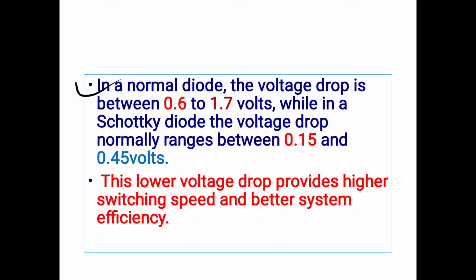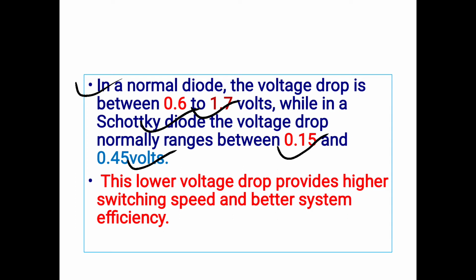In the normal PN junction diode, the voltage drop is between 0.6 volt to 1.7 volt, but in case of the Schottky diode, the voltage drop is normally ranging between 0.15 volt to 0.45 volt, so it is very less in comparison to the normal PN junction diode.